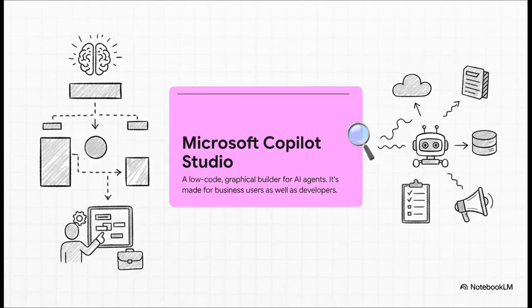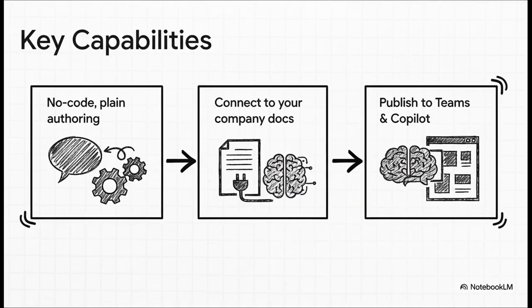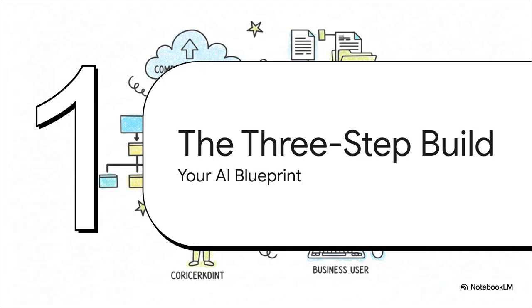So what is it exactly? Well, you can think of Copilot Studio as a sort of visual workshop. It's a low-code, graphical builder that lets you piece together AI agents using really simple interfaces. And the most important part? It's designed for regular business users, not just hardcore developers. Yeah, this slide really sums up its core power. First off, you can create these agents just using plain, everyday language. You can then hook them up directly to your company's own documents and knowledge base. And when you're done, you can publish them right into the tools your team is already in all day, like Teams and SharePoint.